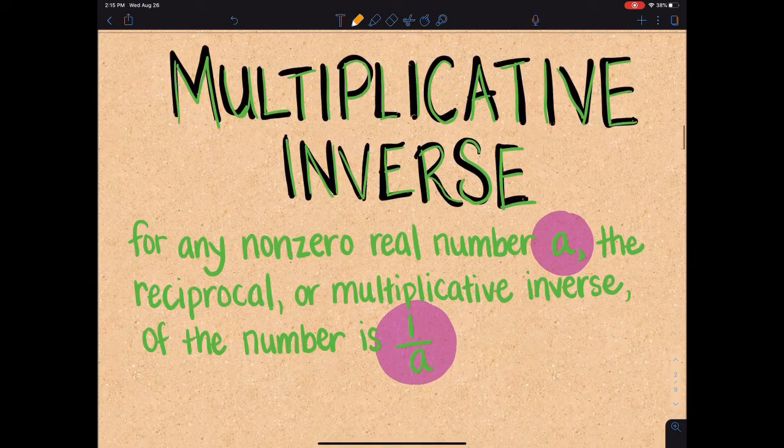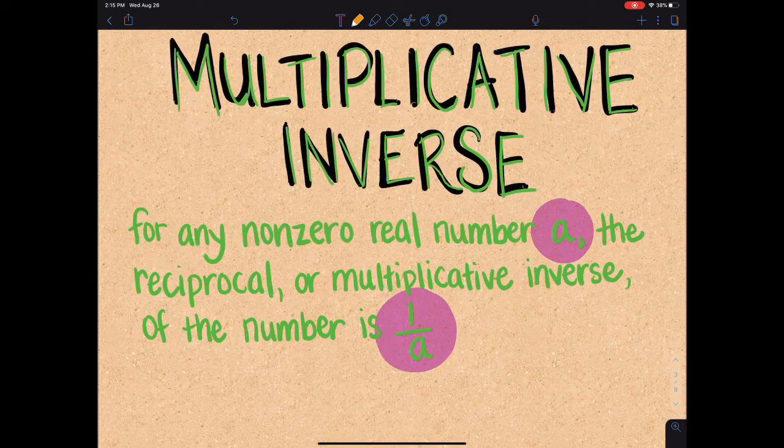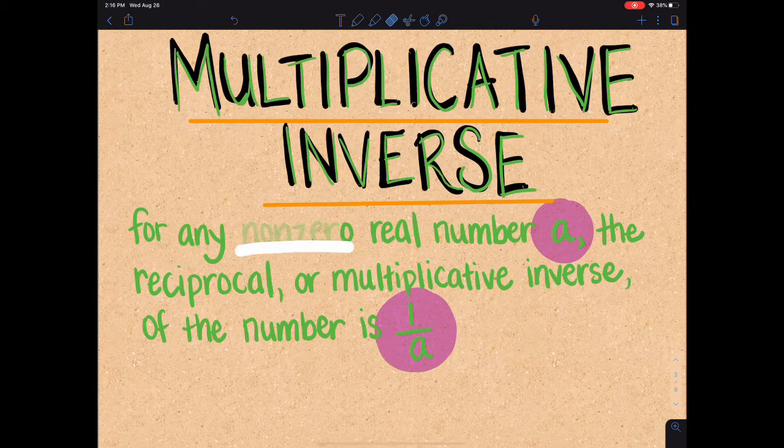Okay, so the definition of a reciprocal, or another name for it, is the multiplicative inverse. Yeah, I know. This is why we call it a reciprocal, because at least reciprocal is slightly better than multiplicative inverse. I mean, say that 10 times fast. That is pretty tricky. So the rule here is, for any non-zero real number, notice it said non-zero because we're not going to include 0 there.